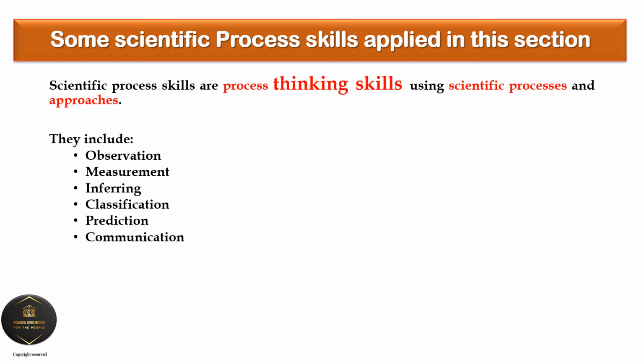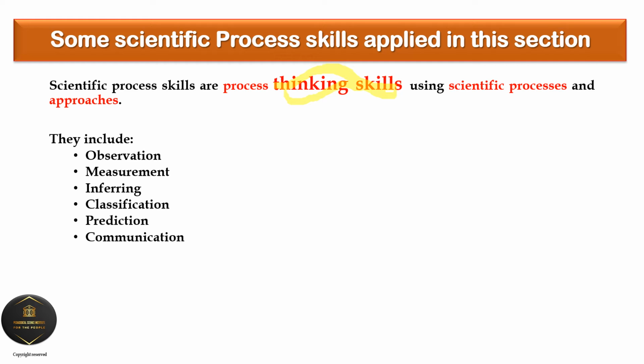Now, I want us to move on to thinking about what scientific process skills we use when we compile or make up our scientific knowledge. That is very important for us to understand. Now, you must first know that a scientific process skill is a thinking skill. Very important. It's a thinking skill using scientific processes and approaches.